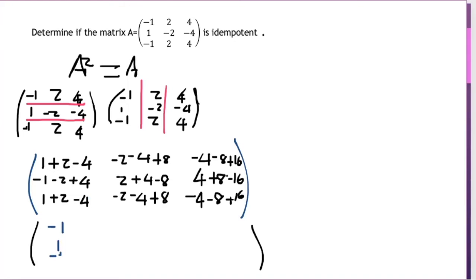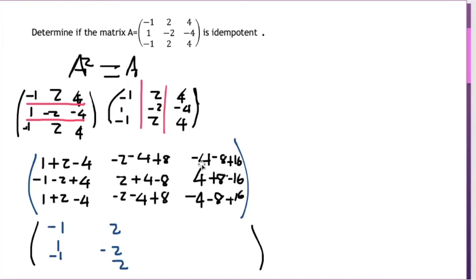Let's move on to the second column. So I have -2 minus 4, that's -6, plus 8, that gives me 2. Next, I have 2 plus 4, that's 6, minus 8, that gives me -2. And finally, for this column, -2 minus 4, that's -6, plus 8, that gives me +2.